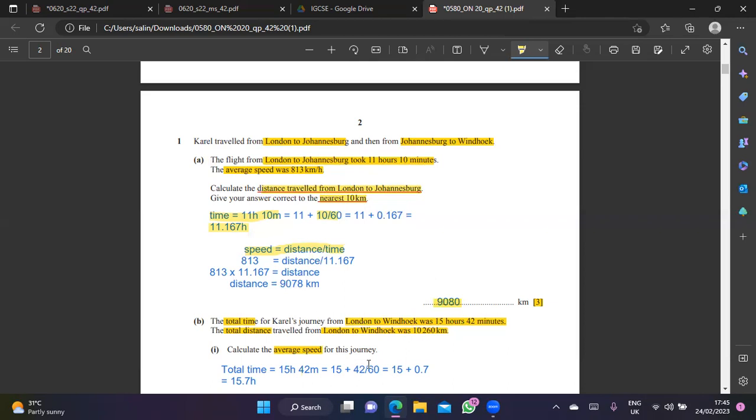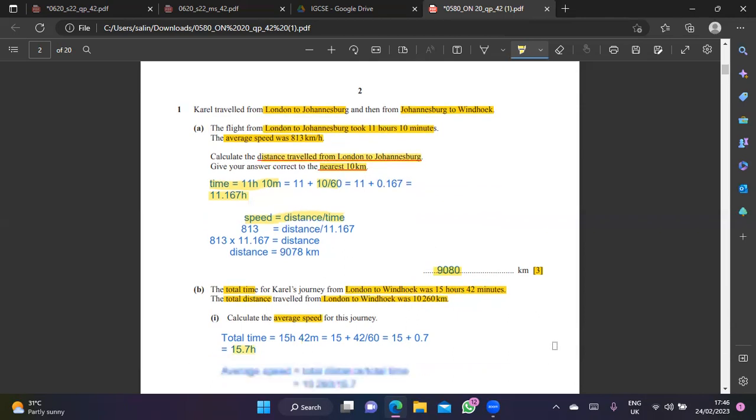42 divided by 60 is equivalent to 0.7, and you got 15.7 hours. It's very important for you to convert it into hours only. You cannot insert 15 hours 42 minutes in the formula. You cannot do that, yeah?